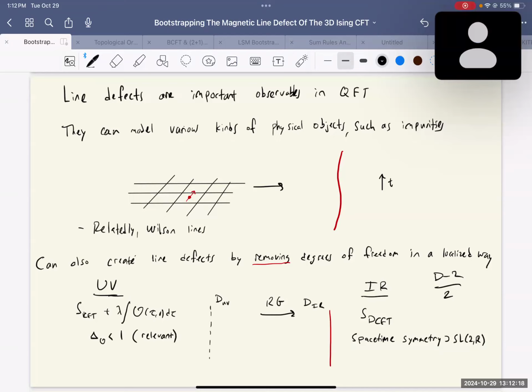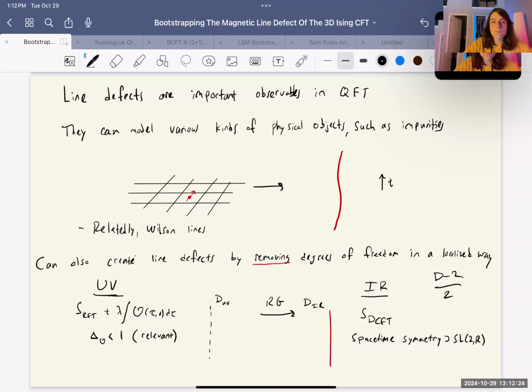And I guess in O(N) models, this magnetic field gets pretty close to a half. Yeah, exactly.